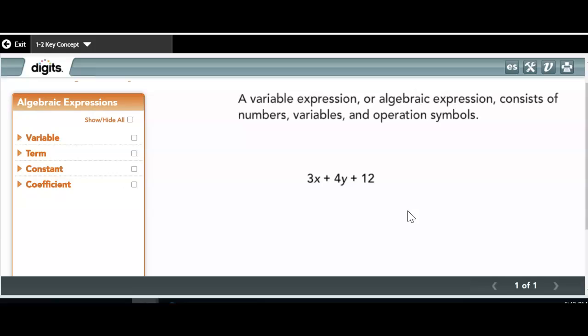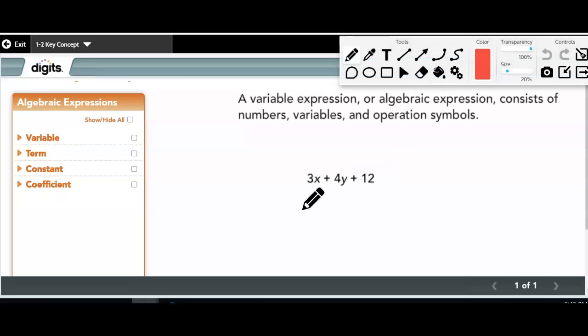So in your guided notes, it says algebraic expressions contain numbers, at least one variable, which is a letter, and an operation. It can have one or more operations. An algebraic expression is like a numerical expression. Under examples, you can go ahead and put 3x plus 4y plus 12.